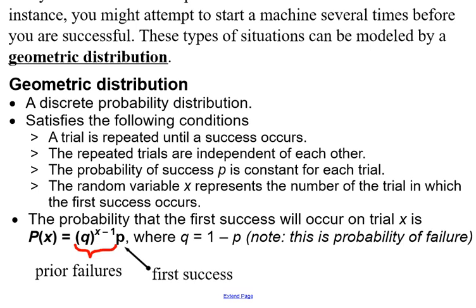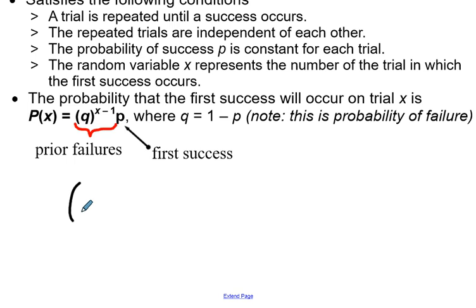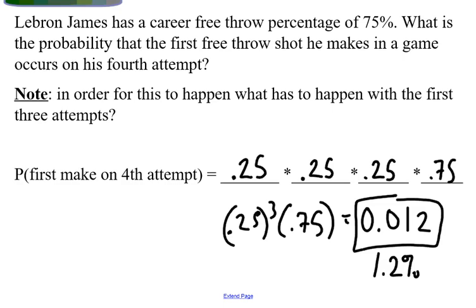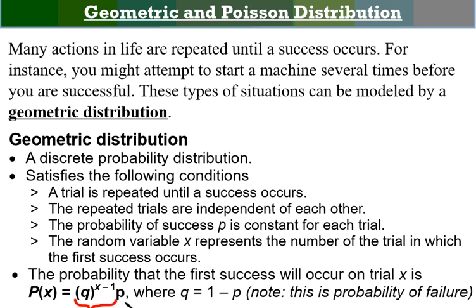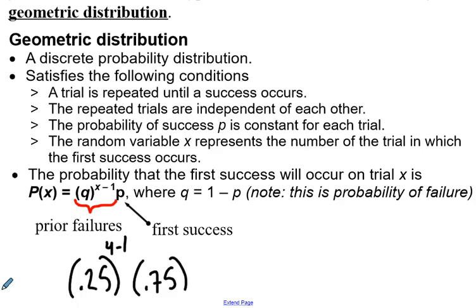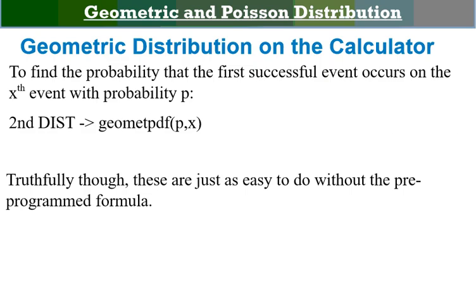Then the probability that the first success occurs on trial X is going to be Q to the power of X minus 1, these are all the prior failures, times P, the first success, where Q is equal to the probability of failure. So for example, in our prior situation with LeBron James, 25% failure, we want it to be on his fourth attempt, so 4 minus 1 is 3, times the probability of 0.75. If you go back and look at the warm-up, that's exactly what we had. We had 0.25 to the third power times 0.75. So it works. Our natural intuition kind of guided us to this result. We call this a geometric distribution.